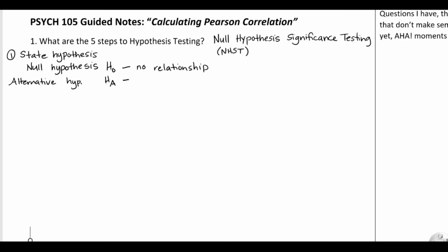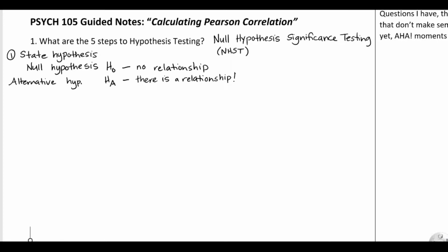The alternative hypothesis is the really interesting hypothesis. It's the one that we suspect is actually true. Otherwise, we wouldn't be conducting the research study in the first place. So the alternative hypothesis is always the opposite of the null hypothesis. So in this case, there is a relationship. When we're talking about correlations, we're always talking about relationships between variables. So the alternative hypothesis will be, yeah, there's something there to find.